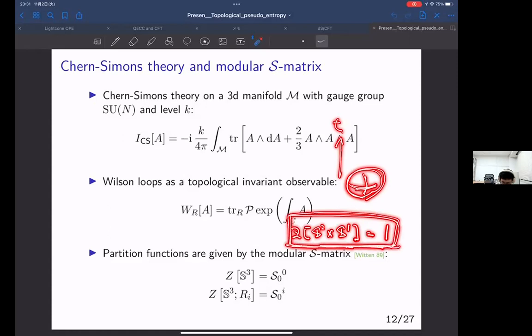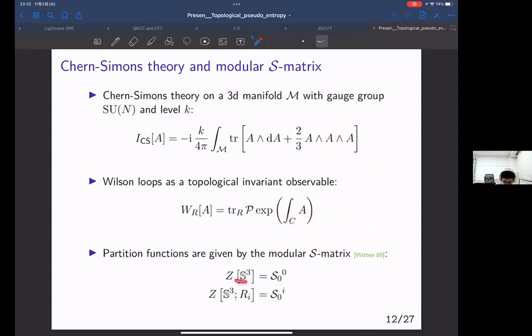Once you fix this, then using some modular property, you can construct the three sphere by gluing two solid tori and using the modular S matrix. Then the three sphere partition function is given by S00. And if you insert a Wilson loop in representation Ri, where i is some representation, then this is given by S0i. This is a result by Witten.